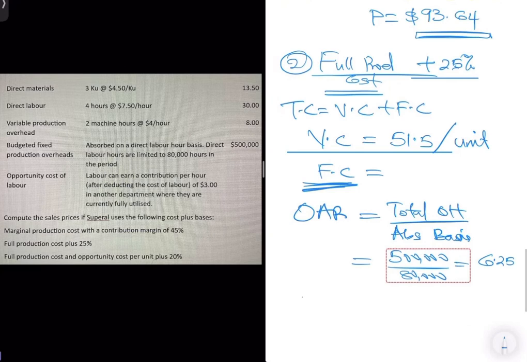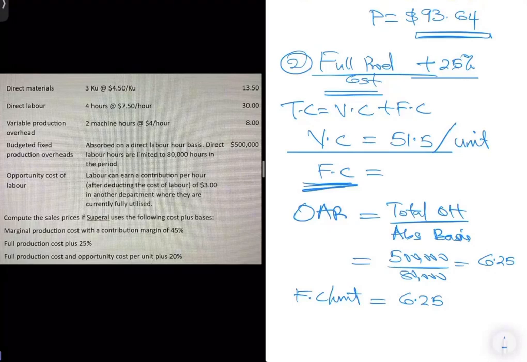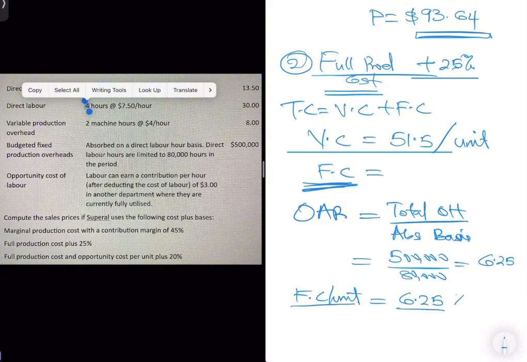Yeah. So if you're going to get your fixed cost per unit, then that will be 6.25 multiplied by the number of bases that your one unit will consume. And you know that the basis is labor hours, and one unit is expected to consume 4 hours. So which means fixed cost per unit will be this overhead absorption rate times 4. And that will give you $25.